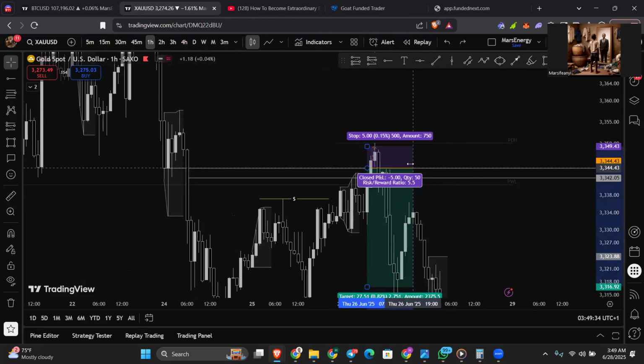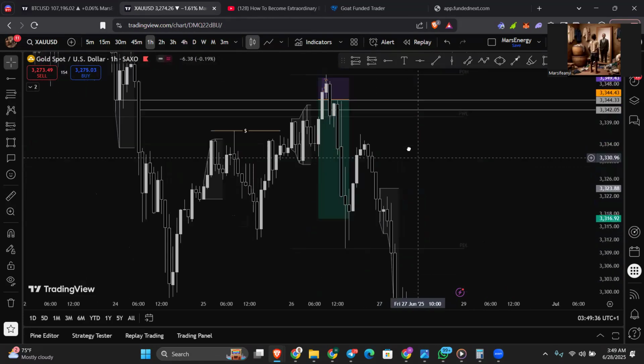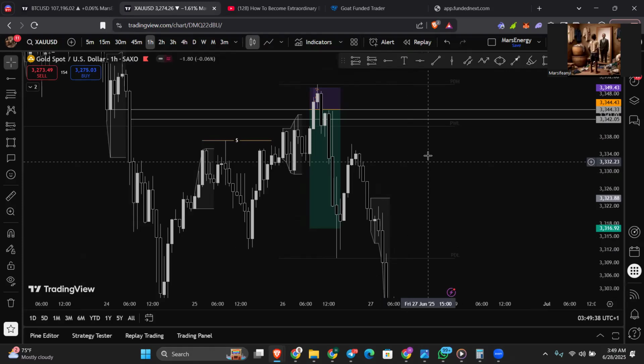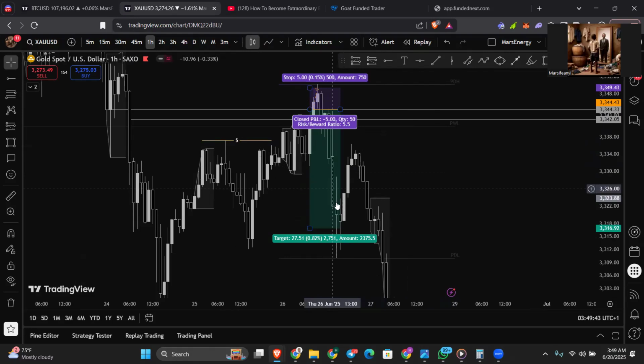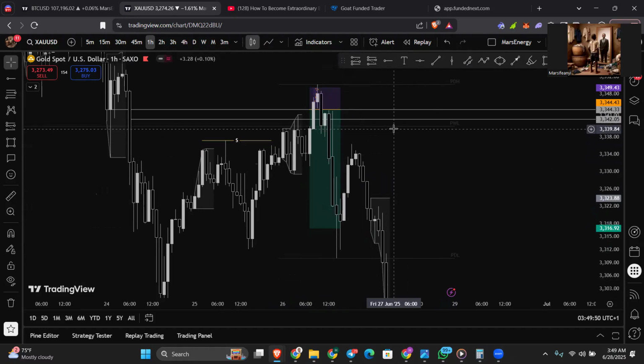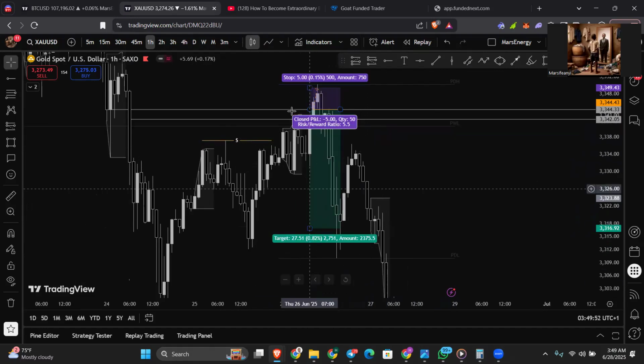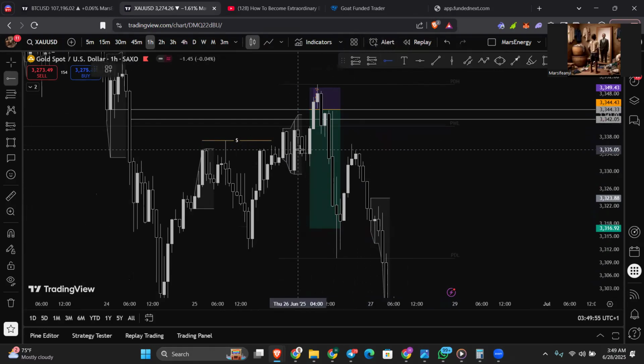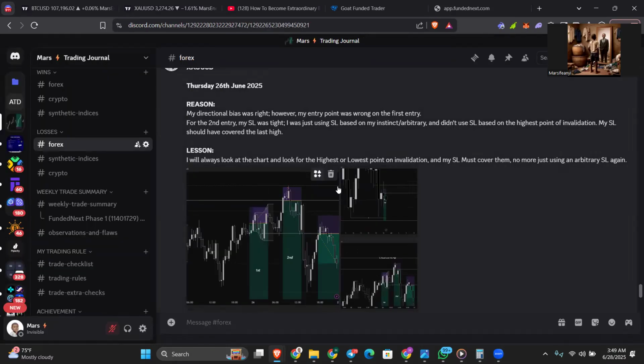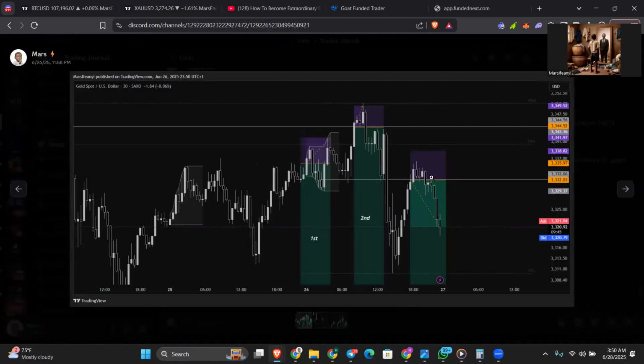Then since I already know that price is bearish, and as price dropped and it was coming back, I already know that this is a key level that price is going to react to again. So I picked another entry from here. So that is the third entry that actually gave me 7 RR that covered the losses I had here, right?